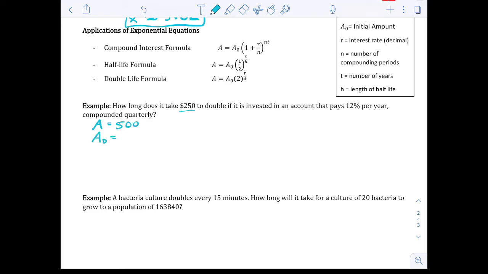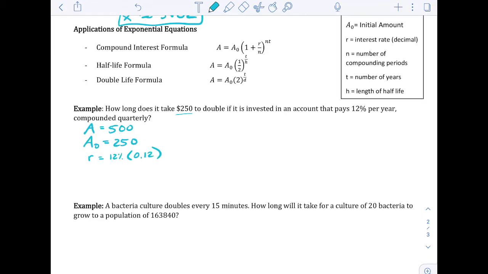A₀, the amount that we started with. Well, we started with 250, it says. Next, it says r, the interest rate for the year. So it says 12% per year. So that's 12%, but we know we write that as 0.12. And n is the number of compounding periods. So it says quarterly, so that's 4 times a year. We reinvest our money once every 3 months, basically, 4 times a year.